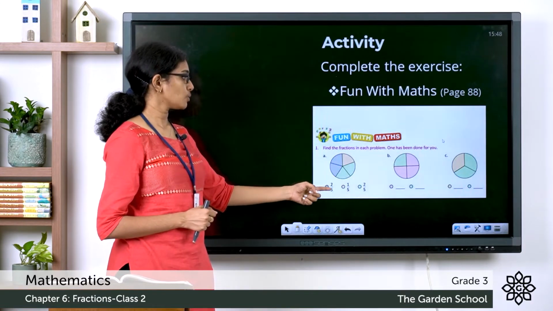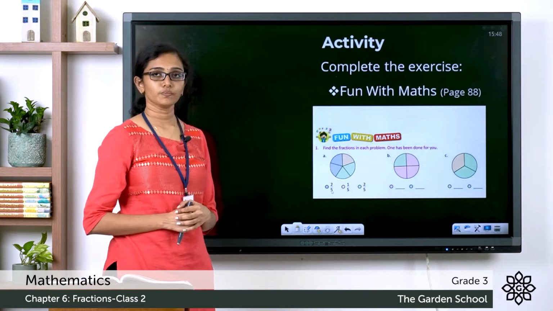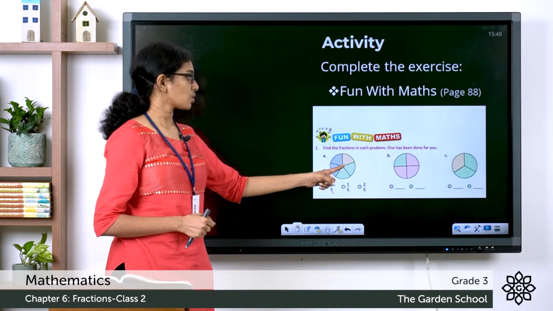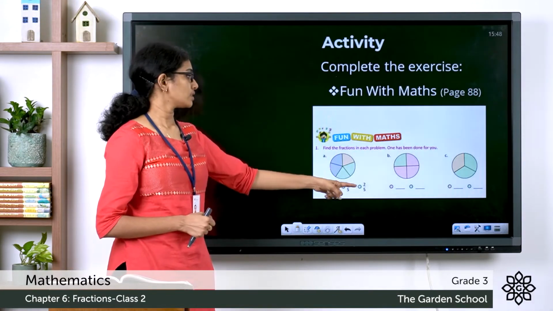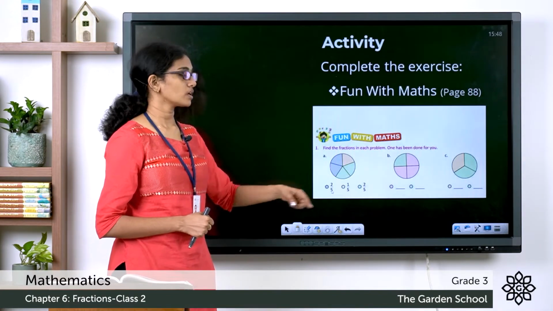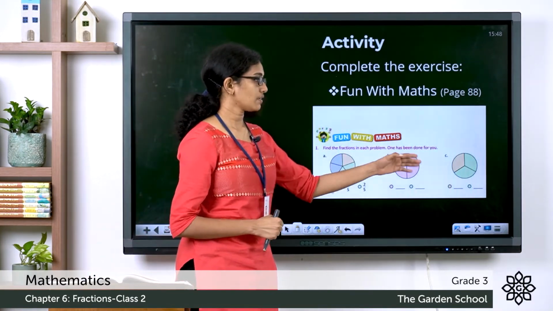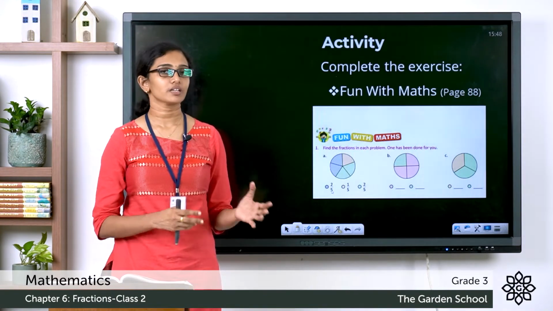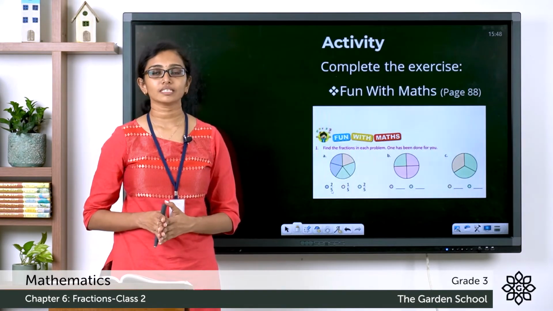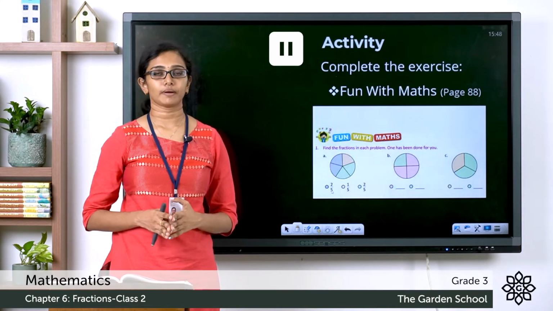The color code is given there, and there it is written, the fraction of parts colored in blue is equal to 2/5. 2 parts out of the total 5 parts is colored in blue. Then orange. 1 part out of 5 parts is colored in orange. Now green. 2 parts out of 5 parts is colored in green. Similarly, you have to complete the rest of the questions from the exercise. Hope you understood the question. You can do this as an activity now. Please pause the video, finish it and come back.